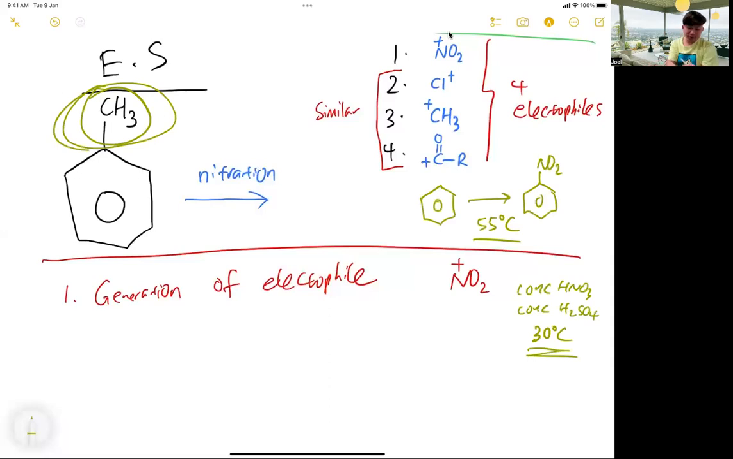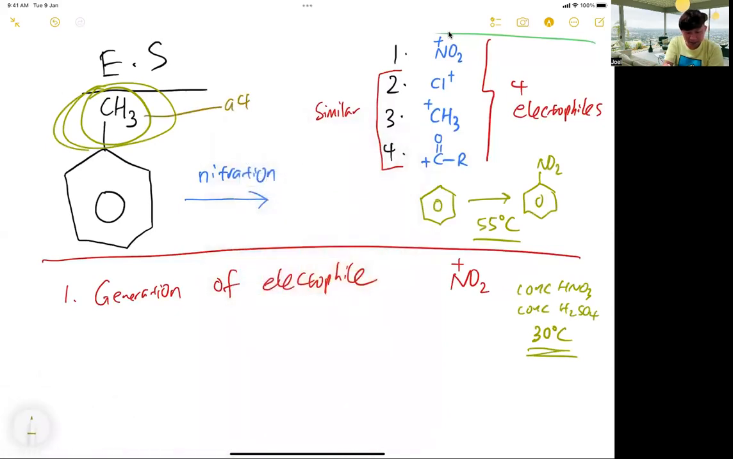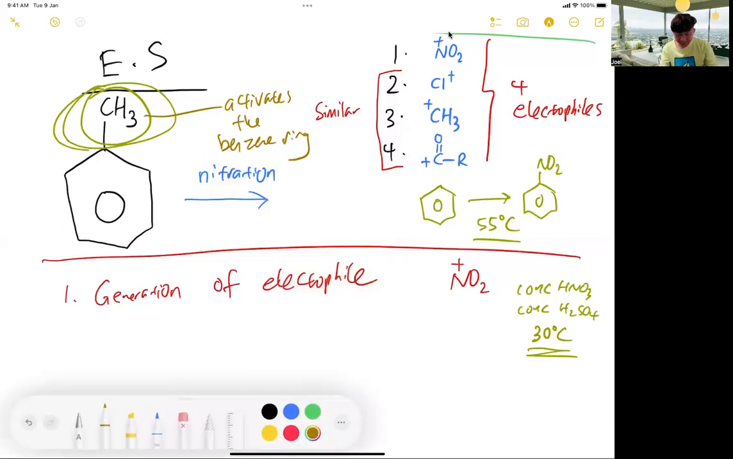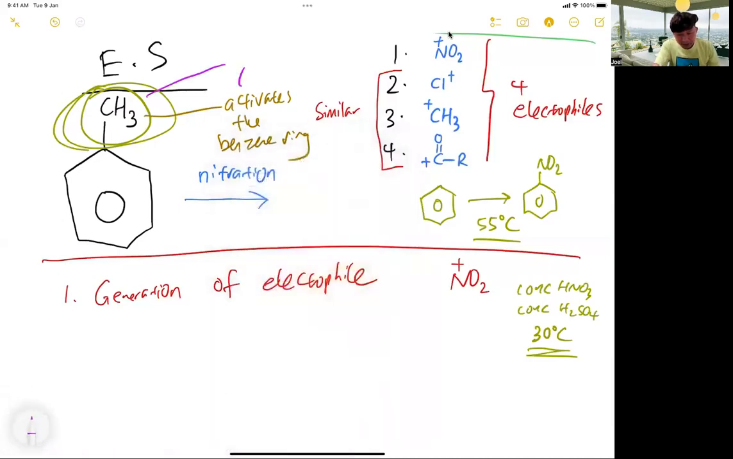More reactive. So if you check the data booklet, your syllabus can check the data booklet. It activates the benzene ring. Everything is in the data booklet. Because, answer me, is it electron withdrawing or donating? Very good. Because this group is electron donating.